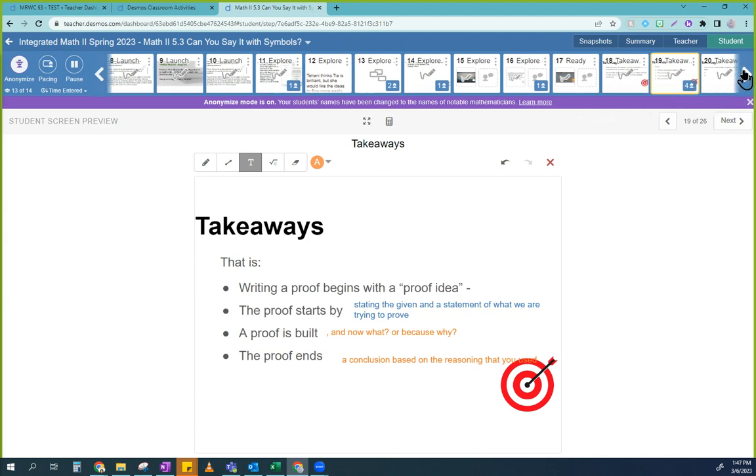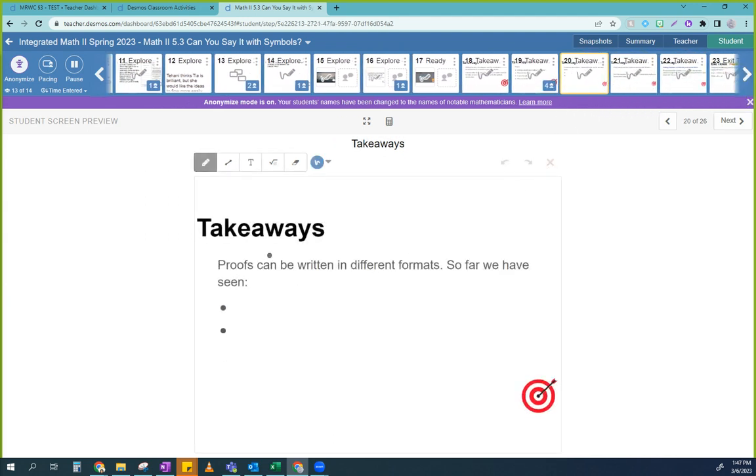Okay, let me just continue really quick. Okay, so it says proofs can be written in different formats. So far, we've seen 2-column proofs. That's what we did today, right? And then a paragraph proof, which I'm okay with, but it's not my favorite.